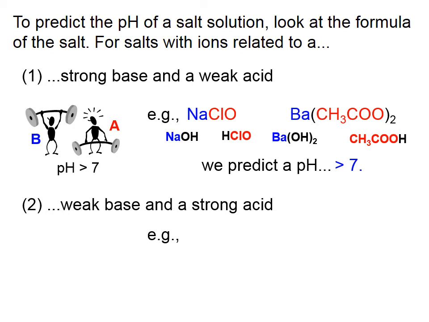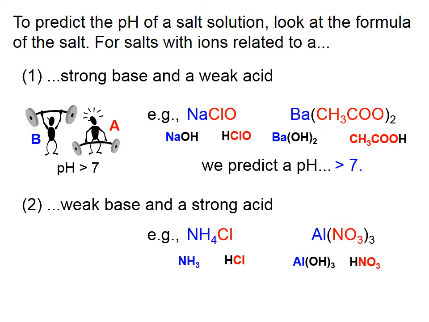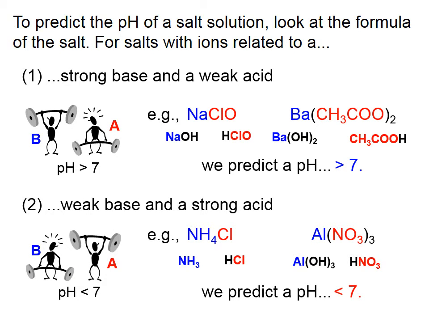What if we have a salt that has ions related to a weak base and a strong acid? For example, ammonium chloride. The ammonium ion is related to the weak base ammonia, and the chloride ion is related to the strong acid, HCl. Similarly, aluminum hydroxide, we would have to consider that a weak base. It's certainly not a strong base. And then the nitrate ion is related to the strong acid, nitric acid. In these cases, we have ions related to a weak base and a strong acid. Weak base, strong acid. You would think the acid would win, and the pH would be less than 7.